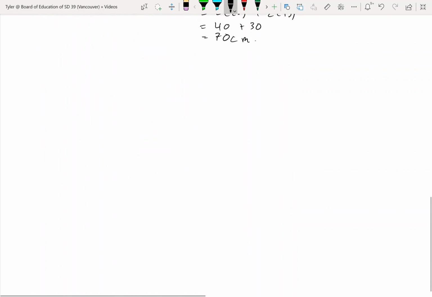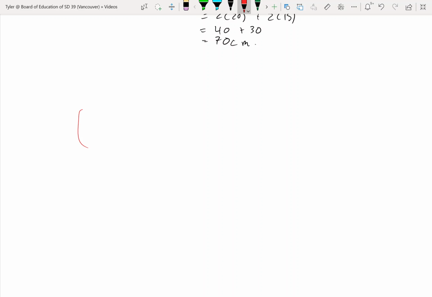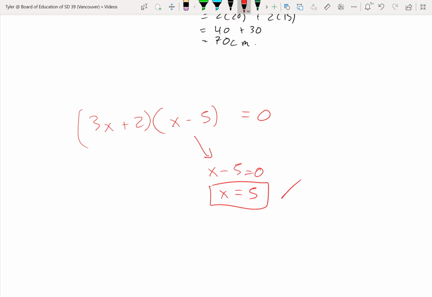The last thing I want to show, it's not going to happen very often, but you can get weird questions like this. Let's say we had a factored question that looks like this. Okay? This one obviously is going to be x minus 5 equals 0, so therefore x equals 5. That is one possible answer. The other possible answer is over here.